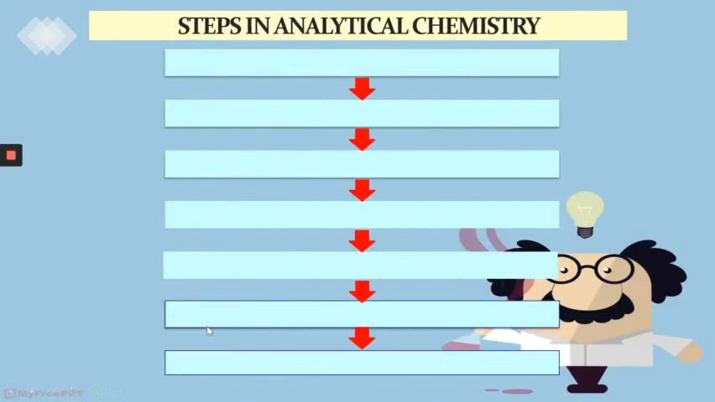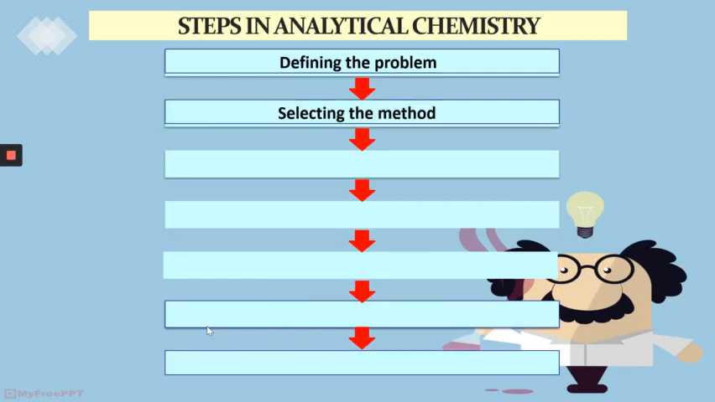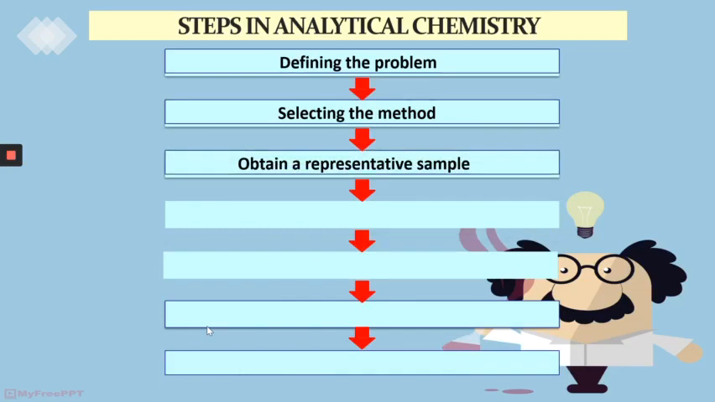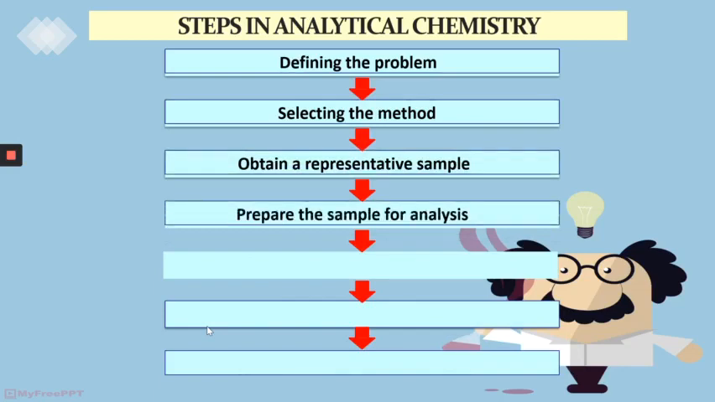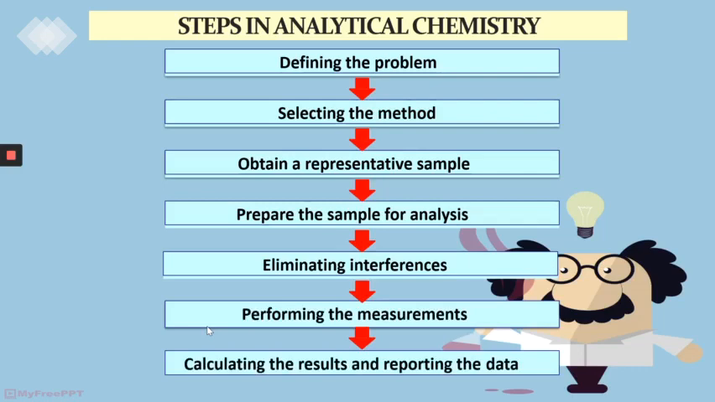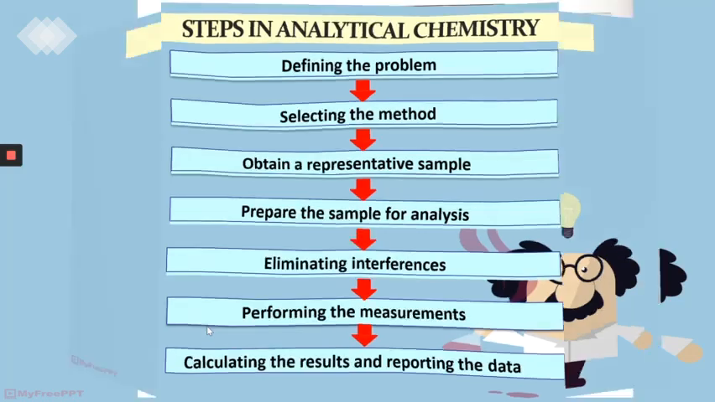Okay, now look at the steps in analytical chemistry. So the first step, defining the problem, selecting the method, obtain a representative sample, prepare the sample for analysis, eliminating interferences, performing the measurements, and finally calculating the result and reporting the data. Look at the first one, defining the problem.